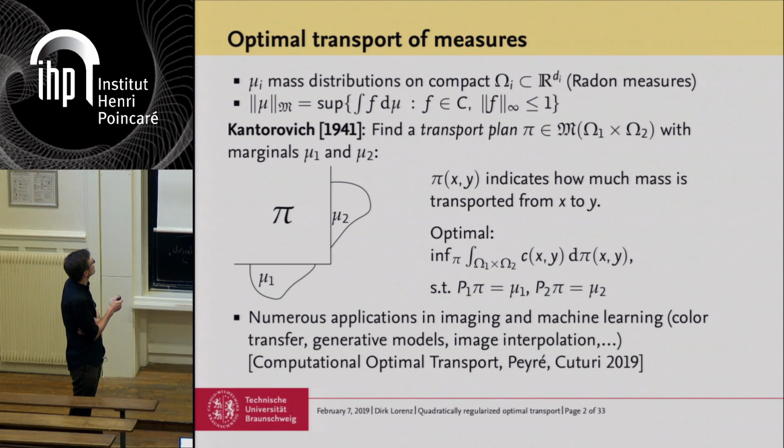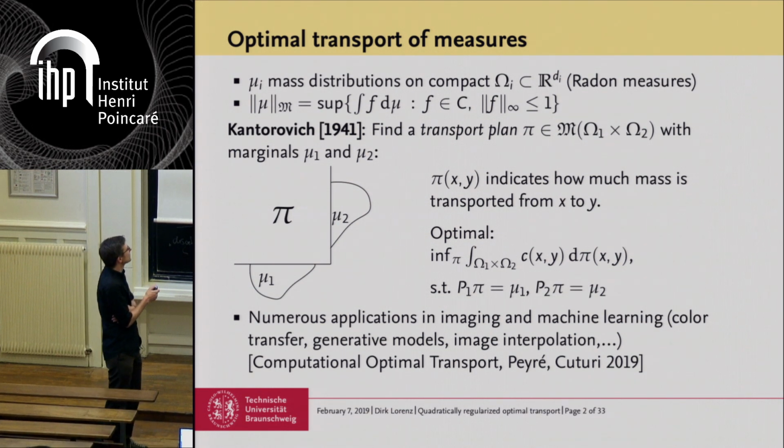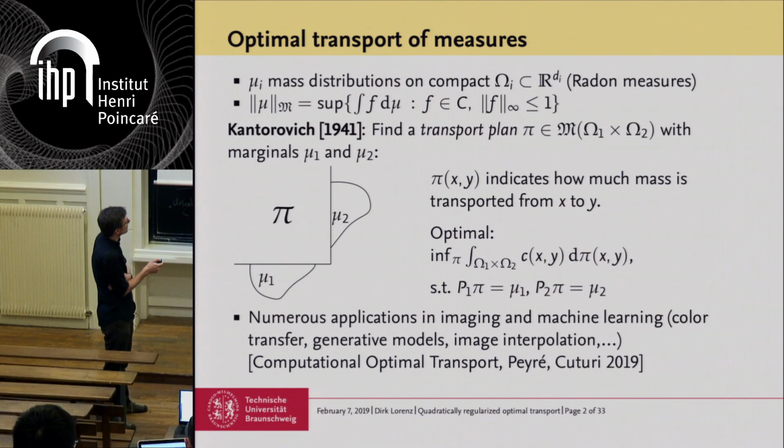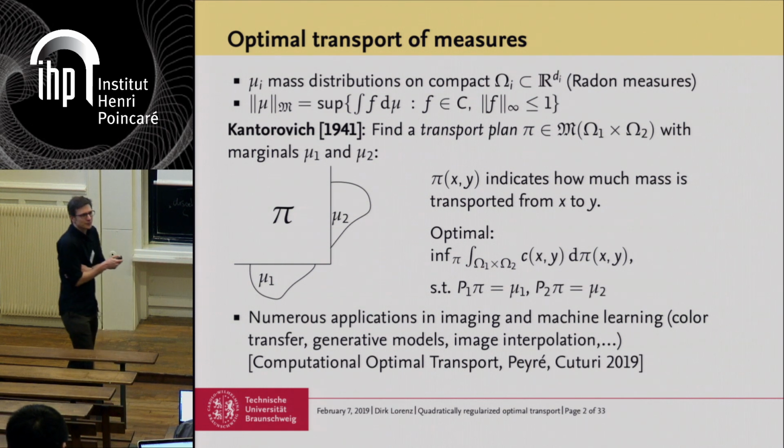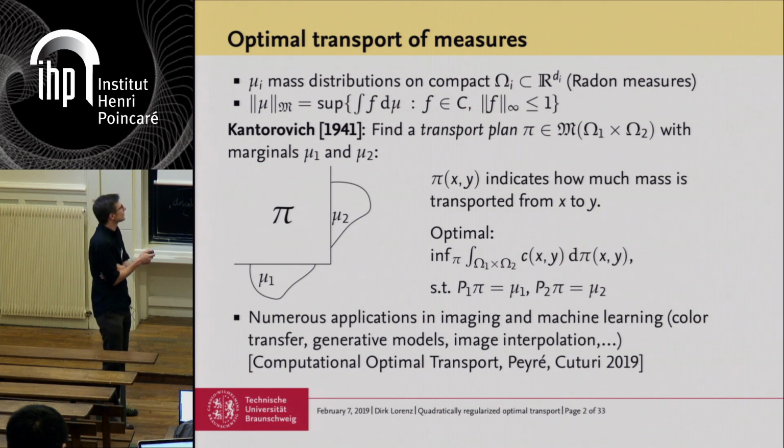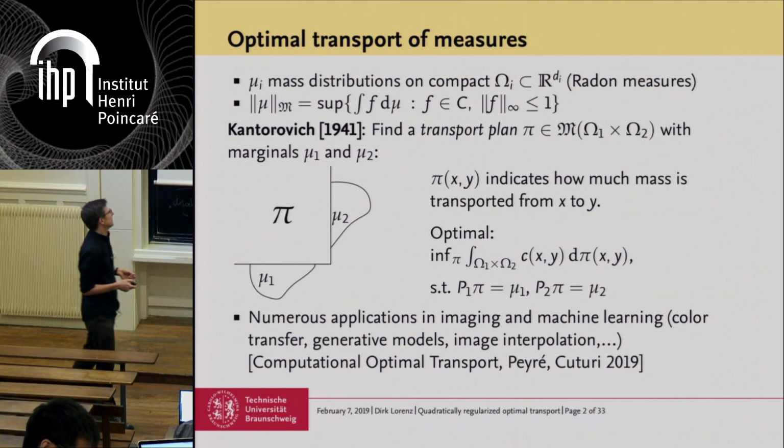An optimal transport plan is something which minimizes a transport cost. A transport cost is another function on the product of the two sets. It's a function c, and if we integrate c against the plan, we integrate how much it costs to transport something from x to y and how often we do that. So we sum that up, and this is our transport cost. And if we minimize this over all possible plans which fulfill the constraints, then this is our optimal transport plan.